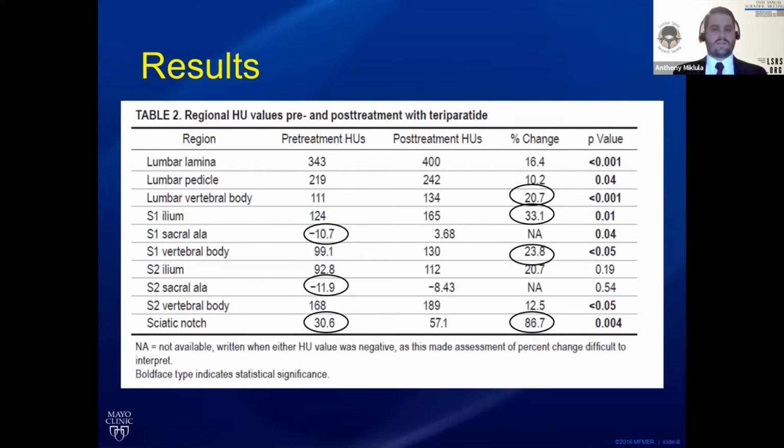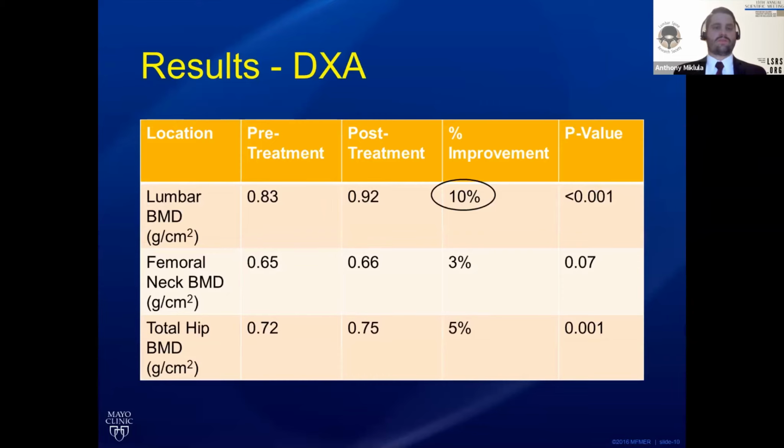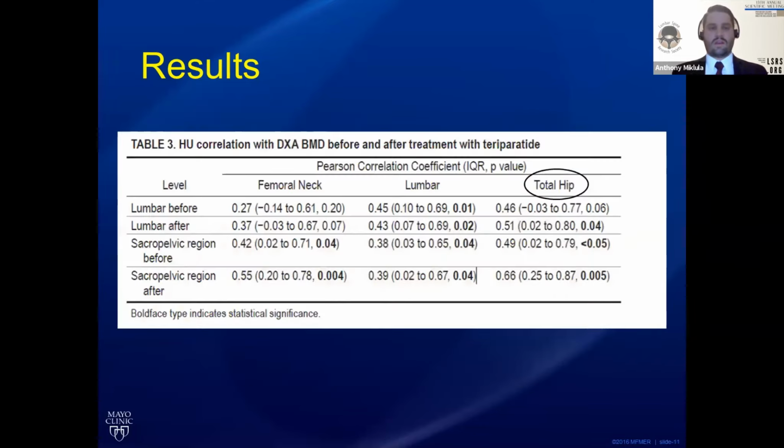The pre-treatment Hounsfield units were the lowest in the sacral ala and in the ilium above the sciatic notch, and we saw the greatest improvement in Hounsfield units in the lumbar vertebral body, the S1 ilium, the S1 vertebral body, and the ilium above the sciatic notch. DEXA also improved with teriparatide, with lumbar bone mineral density improving the most by 10%, and Hounsfield units correlated the best with total hip bone mineral density.